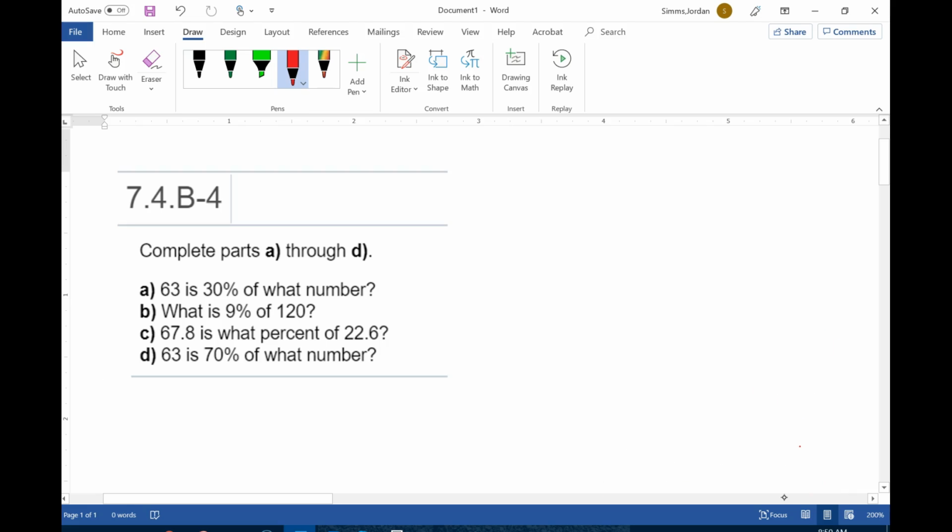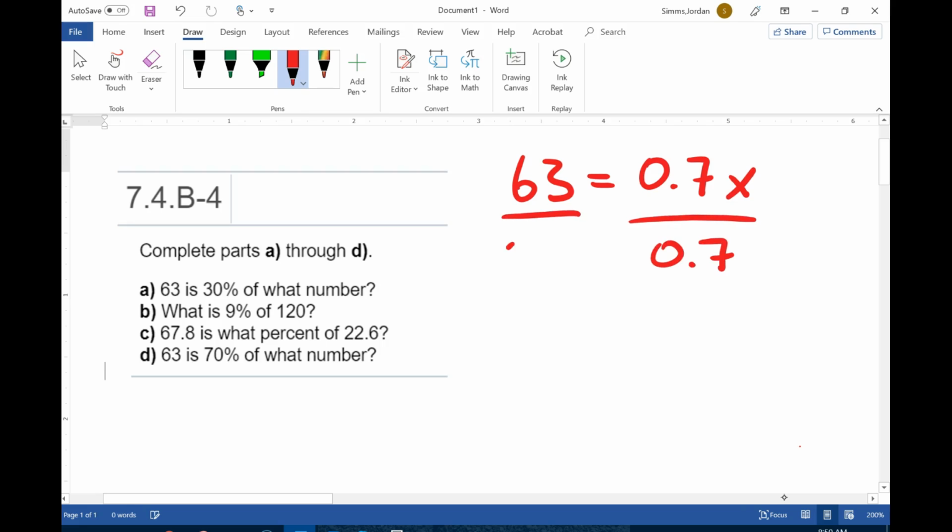Okay, so D, 63 equals 0.7, because I'm going to change 70% to a decimal, of what number, x, right? So 63 basically equals 0.7x. Divide both sides by 0.7. What's that come out to be? 90. So there you go, buddy.